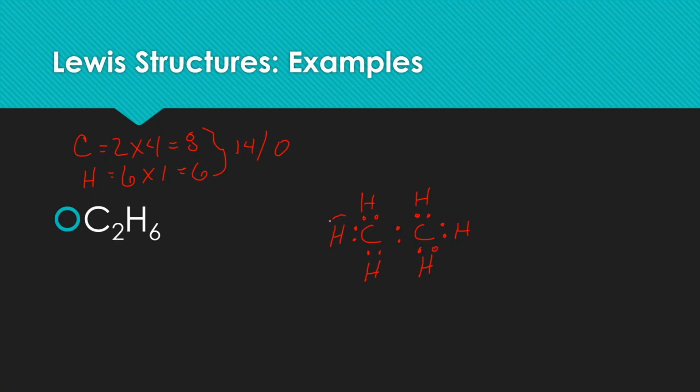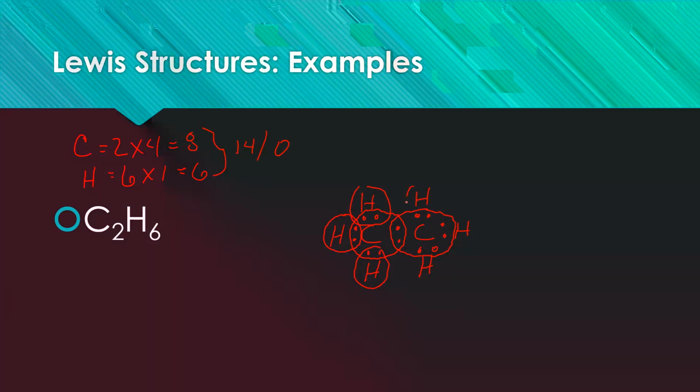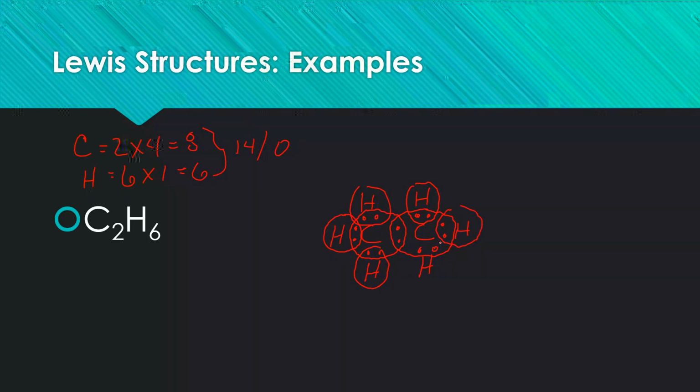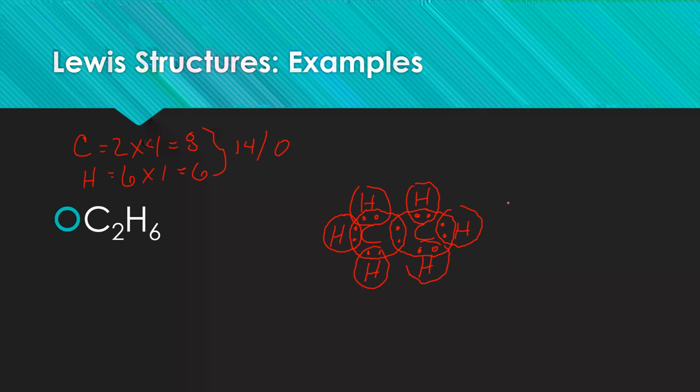This atom has 2, this atom has 2, this atom has 2, this carbon has 8, this carbon has 8, this atom of hydrogen has 2, this atom of hydrogen has 2, this atom of hydrogen has 2. So this is a structural formula for C2H6, or dicarbon hexahydride.